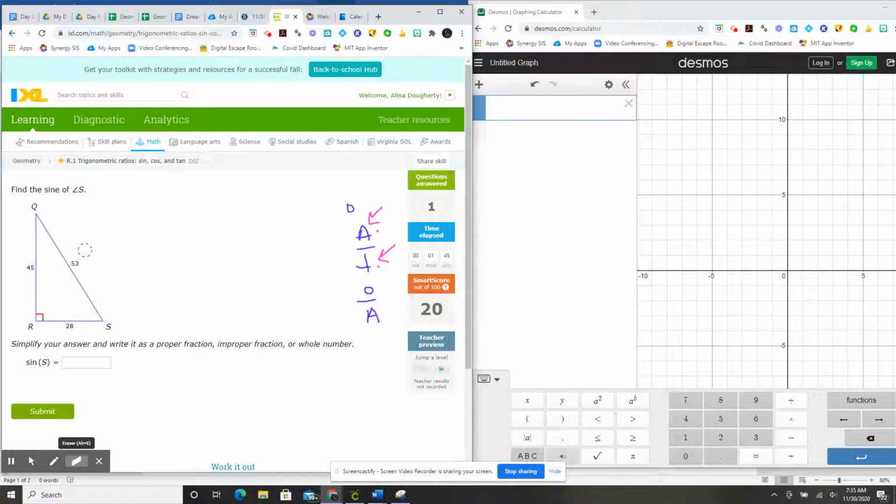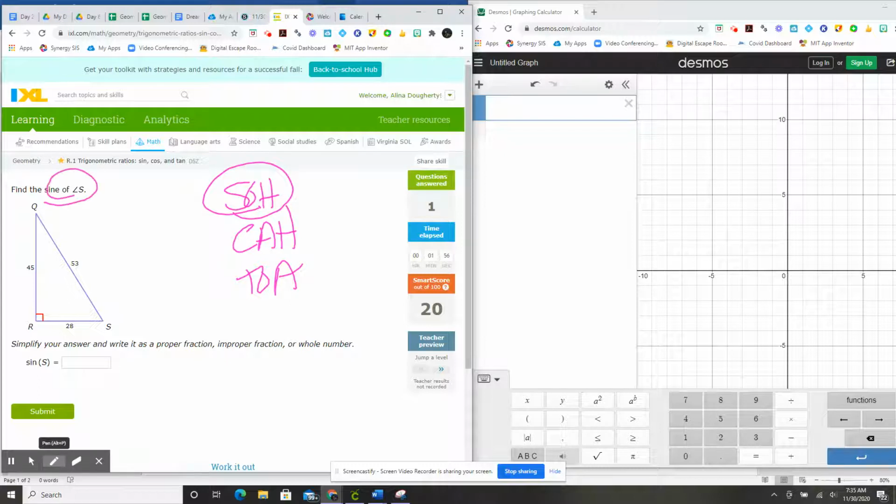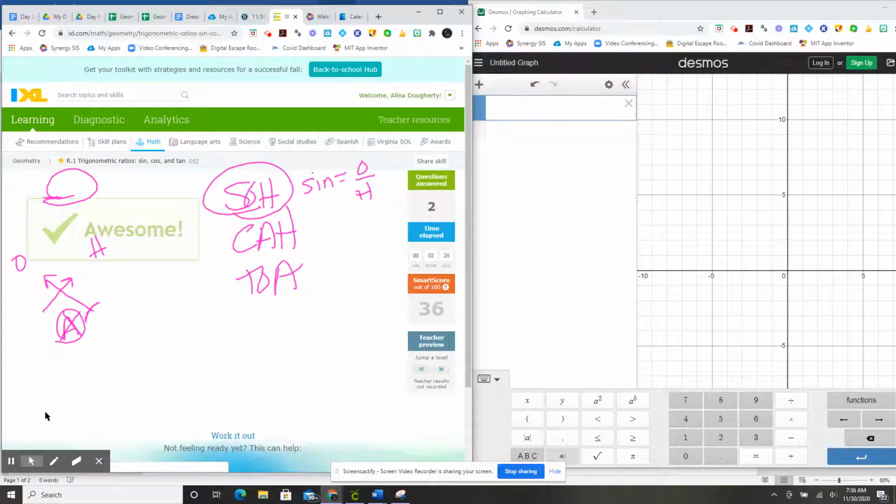So here we're looking for sine. Every single time you want to write SOH CAH TOA. We're looking for sine, from S. So we're going to do sine equals opposite over hypotenuse. So we're going to need the opposite side, and then the hypotenuse, and then this is the A, and we're not going to use that because we're using sine. Opposite over hypotenuse is going to be 45 over 53. Remember that hypotenuse is always along the side, and we can submit.